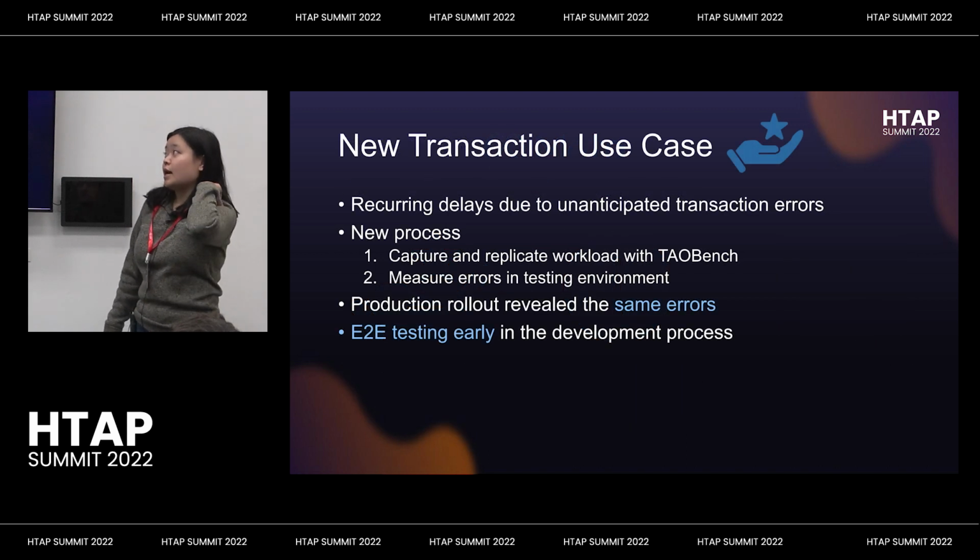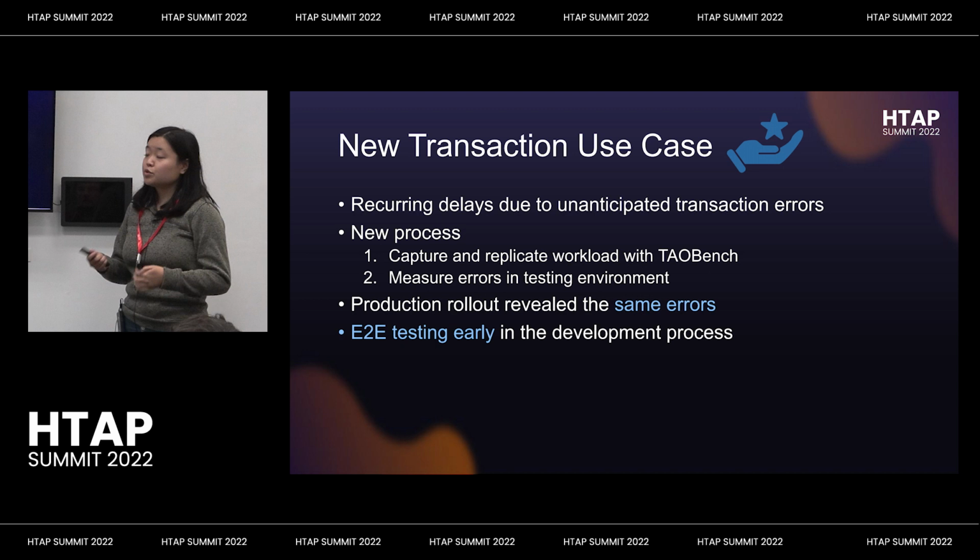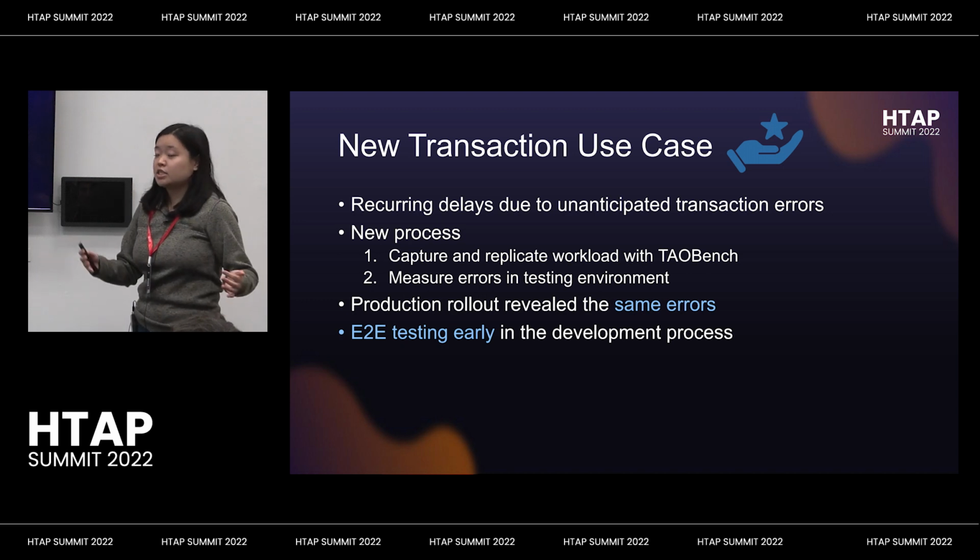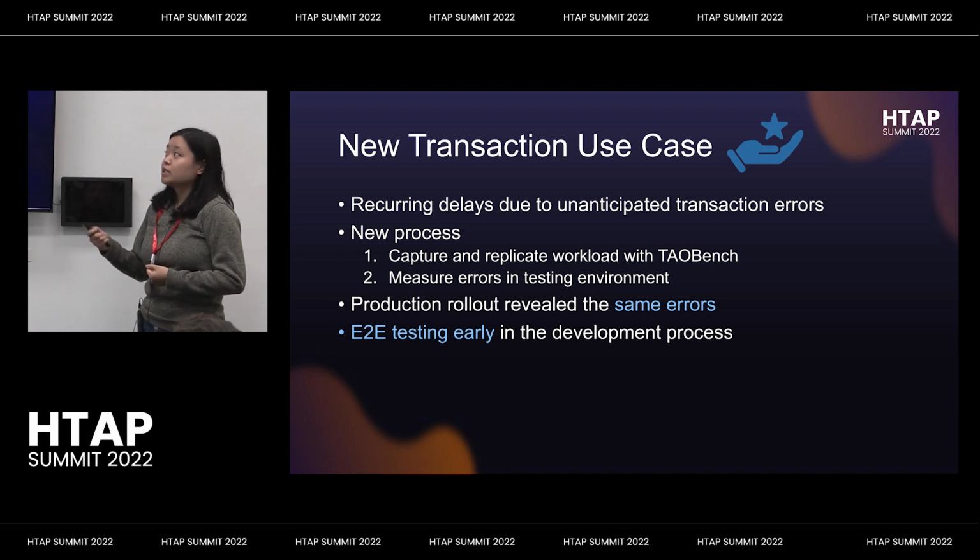So I'll give some examples about how TAOBench has been used at Meta. One of them is that we've been able to prototype a lot of new transactional use cases. Previously, if a new application wanted to use transactions, it would write that code, hope it worked, test it, and then not be able to see how it actually performed on production traffic until very late in the development process. At that point, they might notice, oh shoot, there's a ton of contention errors, so we have to rethink how we are doing transactions. And this led to recurring delays due to these unanticipated errors.